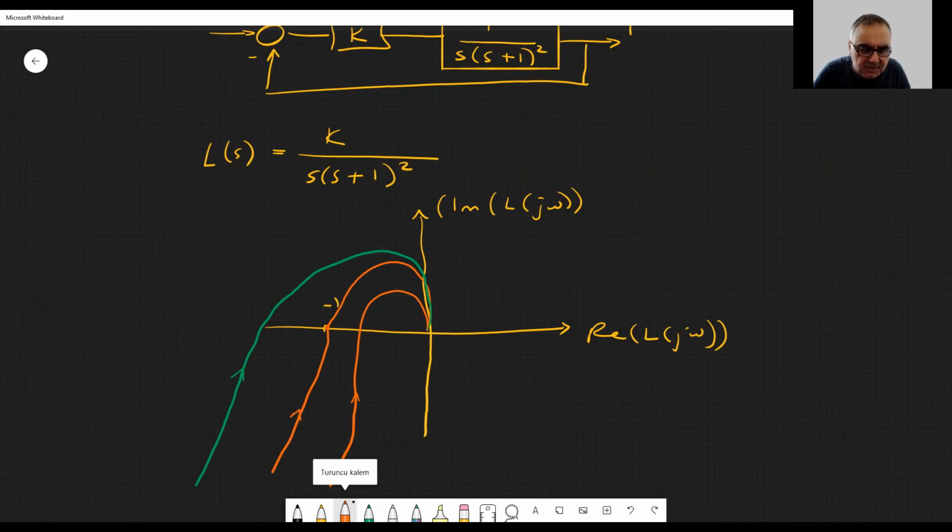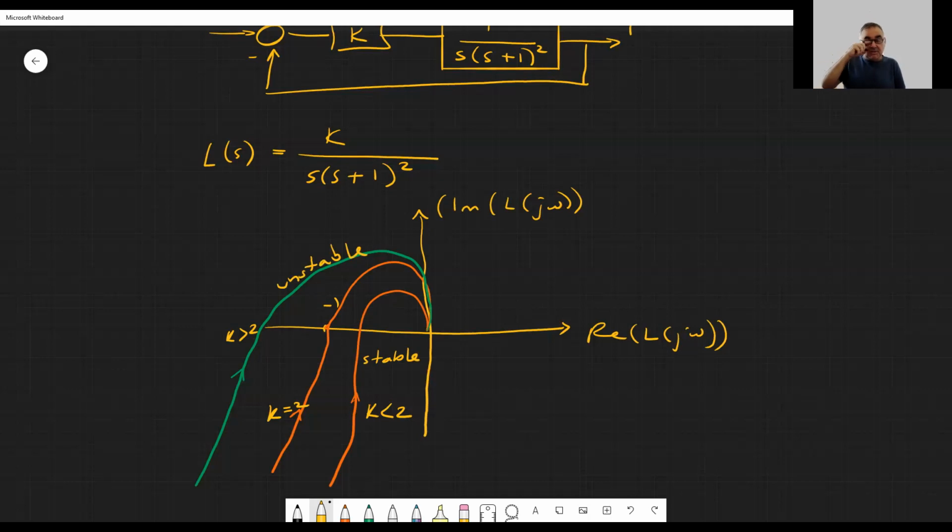Now, if K is less than 2, this is K is equal to 2, and this is K is greater than 2. These are stable. This is unstable. If K is greater than 2, your system is unstable.